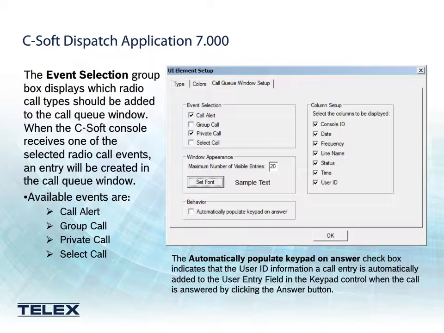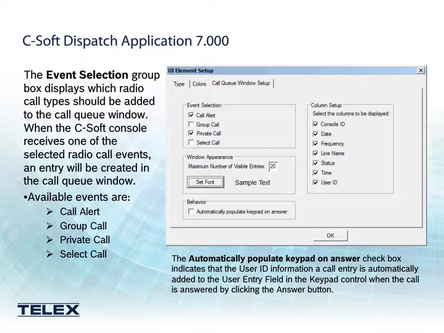When the CSOF console receives one of the selected radio call events, an entry will be created in the call queue window. The available events are Call Alert, Group Call, Private Call, and Select Call. The ability to display which columns are presented in the window are also controlled on this tab in the Column Setup section.